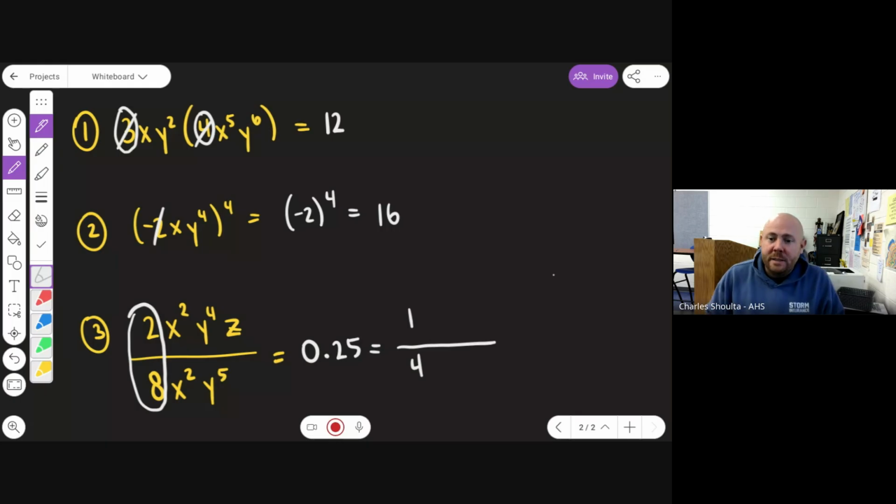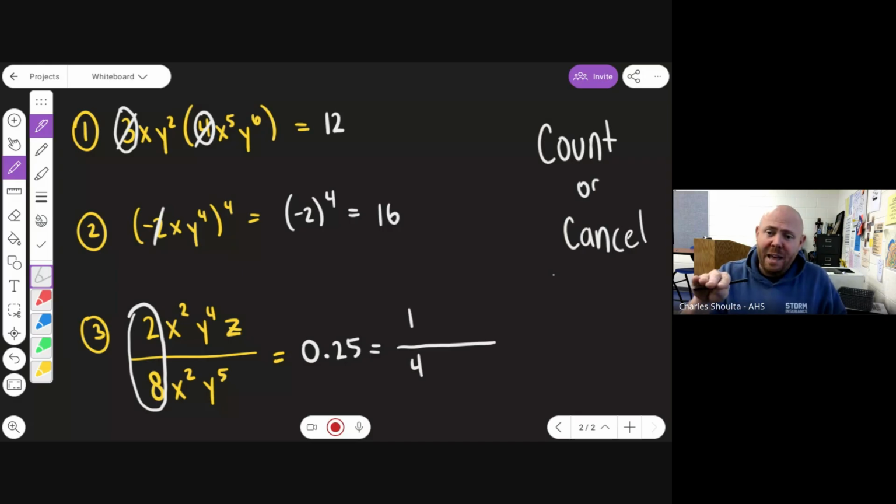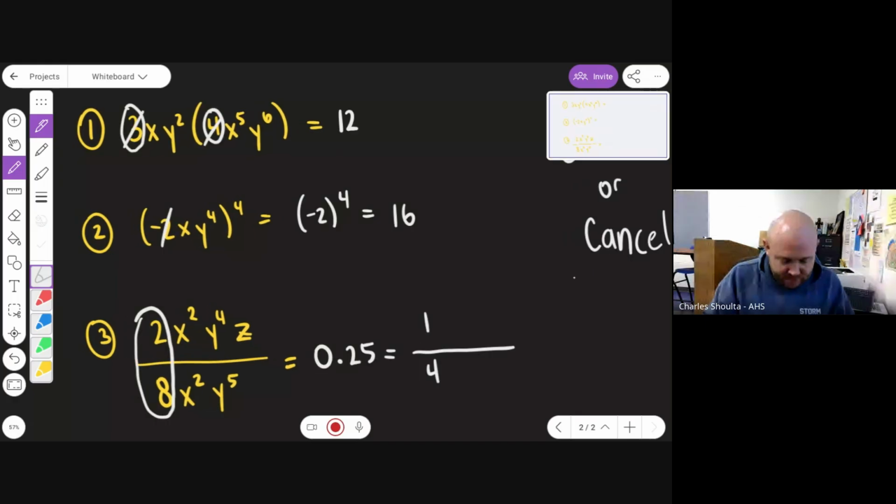All right. Now you have 2 options and they both start with a C. You're either going to count the exponents and the variables up, or you're going to cancel them out. You're either going to count or you're going to cancel. And those are your 2 choices. And if they're on the same level, which is what 1 and 2 are, we're just going to count them up. So we're just going to count up our x's.